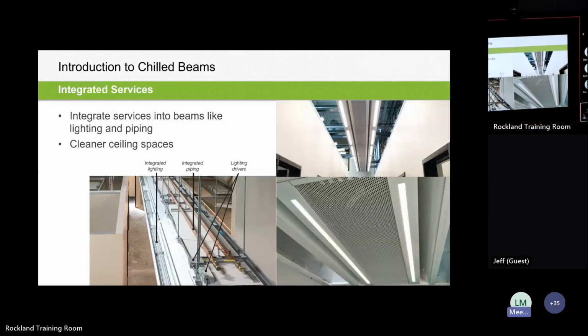So there's a number of ways to integrate different services. You could put the lights into the Coanda wings as well. So the factory could provide openings to allow for those lights to drop down into that space. Or you could have factory mounted LED strips as well. So if you think of the office space, the healthcare application, where you've got lights and beams very closely coupled, this could possibly decongest, I think that's a word, decongest the ceiling system to provide a benefit there. We've also done a number of projects where we conceal the piping on the backside of the chilled beam as well.